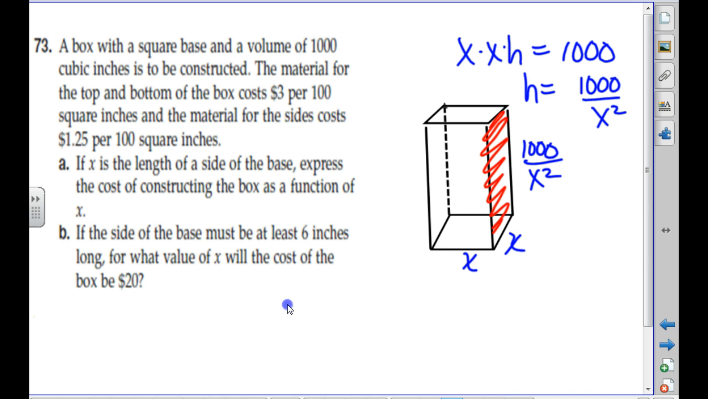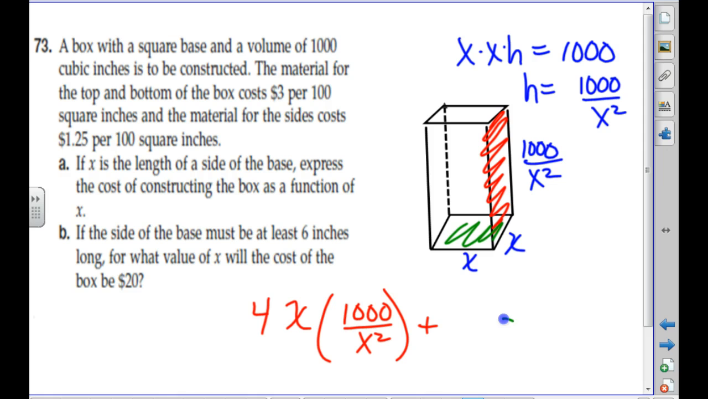A rectangle, and it is x by 1,000 over x squared. How many of those rectangles are there around our box? 4. Okay. There is also a bottom that is how big? X squared. Everybody good with that? It's just a square. And the top is the same. So there's 2 of those.